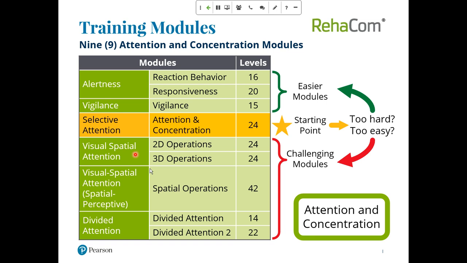You can do visual spatial attention, or spatial perceptual, or divided attention. And these are really quite challenging down here. So this area here is more challenging. This area is more easy. And the computer might recommend this as a starting point, and you can then see, where do I go from here? So here's an example.